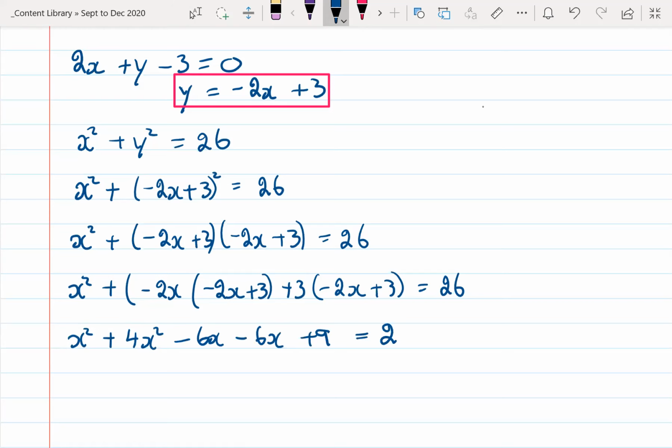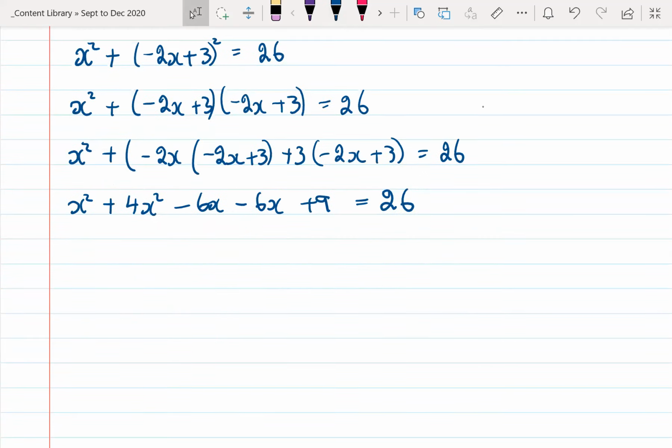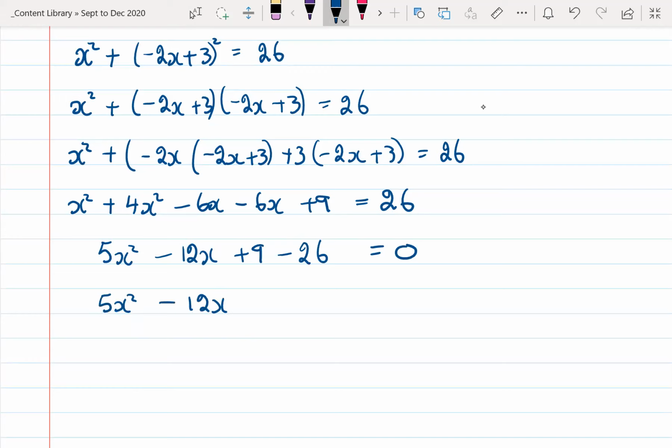Okay, start to tidy things up now. This is going to be a quadratic equation that we need to solve, so we want 0 over on this side. We're going to subtract 26 from both sides. First of all, we have x squared plus 4x squared, so that's 5x squared. We have -6x minus 6x, so that's -12x. We have the 9 there, and we're subtracting 26 from both sides, so tidy up that bit. 9 minus 26 leaves us with -17.